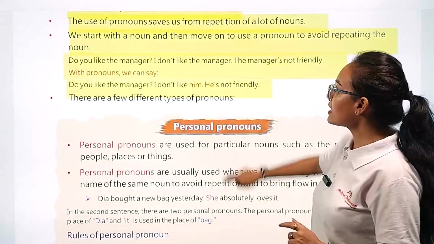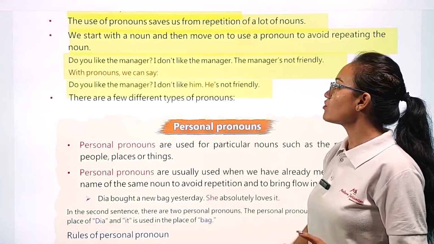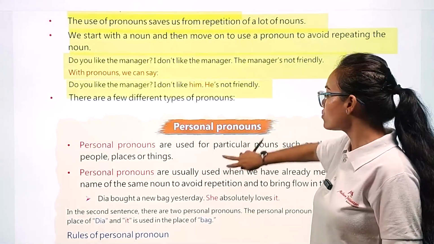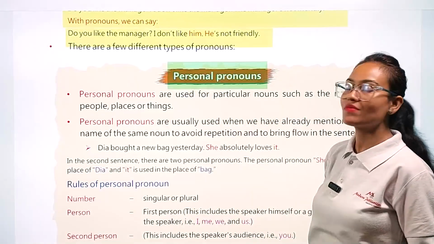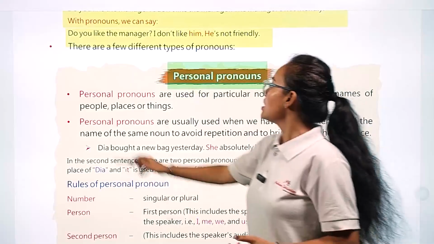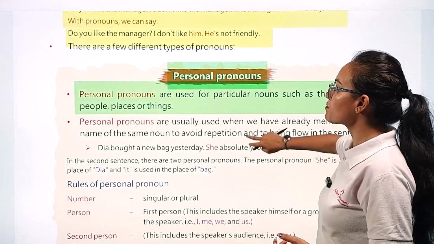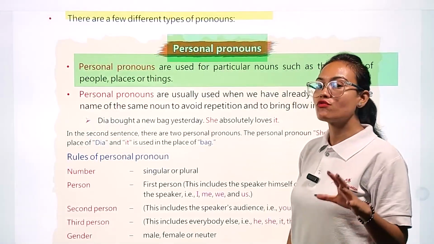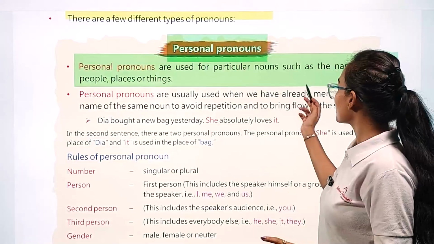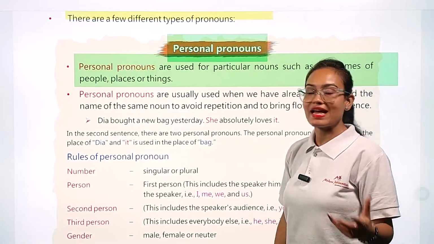There are a few different types of pronoun. Now, my dear students, we are going to see the different types of pronoun words. The first type of pronoun is personal pronoun. Now, what is the meaning of personal pronoun? Personal pronouns are used for particular nouns such as the names of people, places, or things. Personal pronouns are the group of pronouns used for particular nouns, like the name of any person, any place, or any thing.